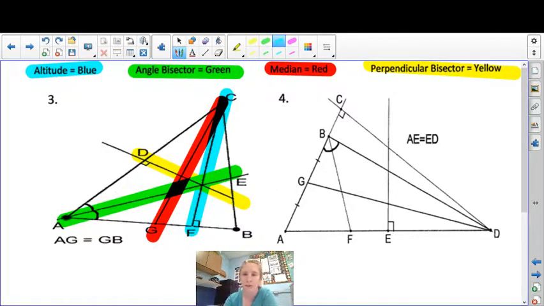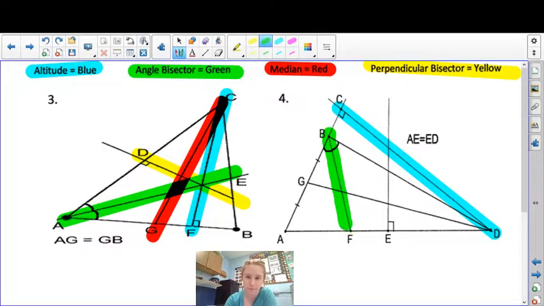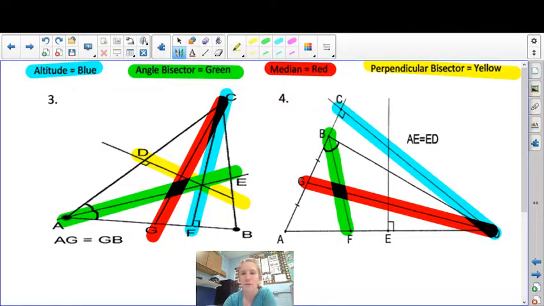All right, altitude again has to go from an angle, so it can't be this one. It's going to be on the outside this time. Angle bisector, well, angle B gets cut. Median has to go from an angle to the opposite side, so it's got to be D. And then perpendicular bisector, side to a side, cuts it in half, so that has to be E.